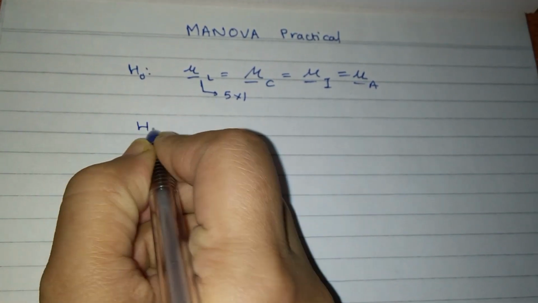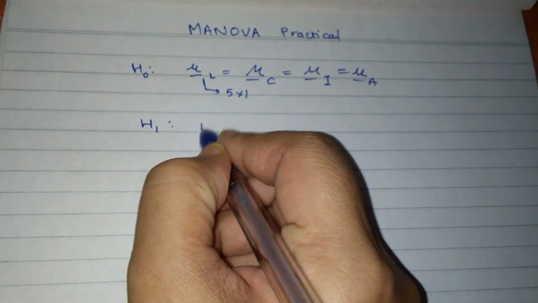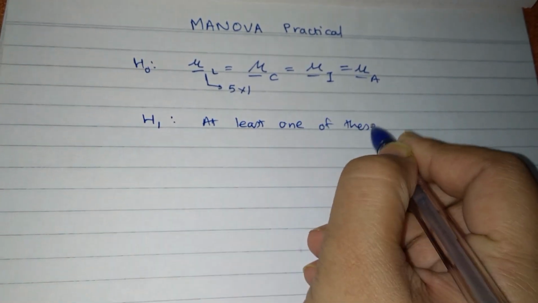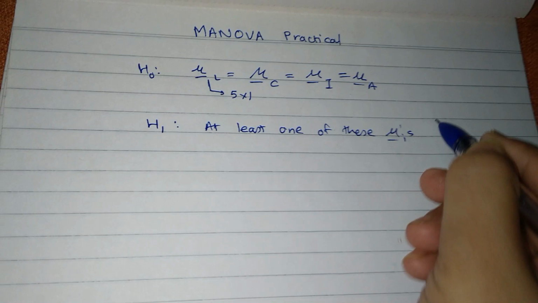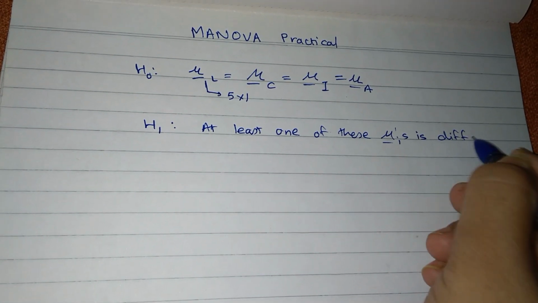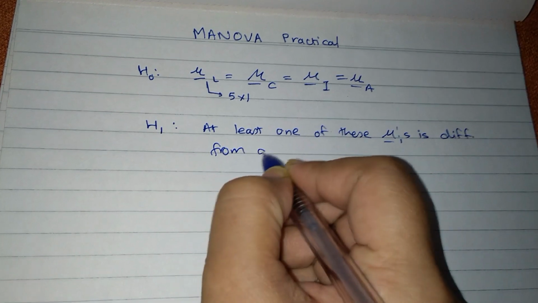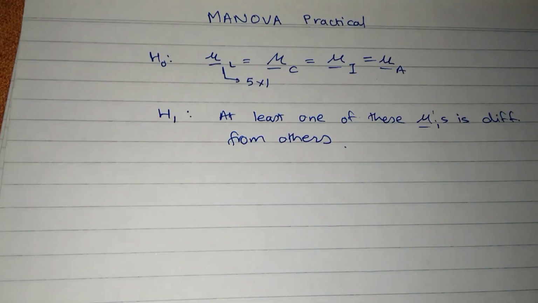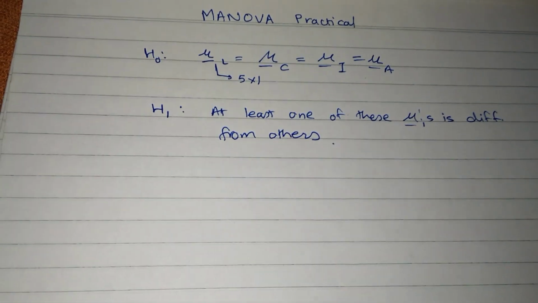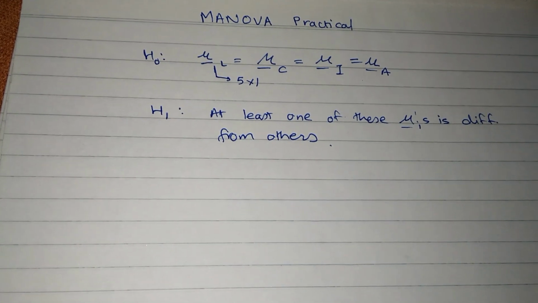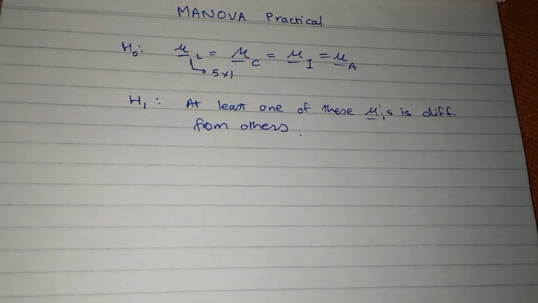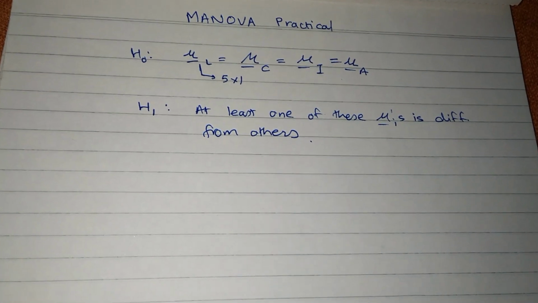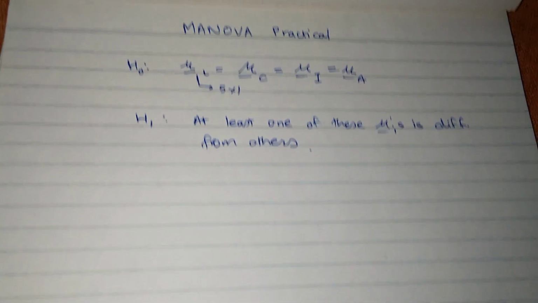And my alternative hypothesis would be that at least one of these is different from the others. So at least one of these mu i's, let's say, is different from the others. In fact, when I say at least one of these vectors is different from the others, it need not be different over all components. It may be possible that it differs only for one component, that is, maybe only aluminium oxide content is different, or maybe only sodium or magnesium content is different. Okay, so this is my null and alternative hypothesis.